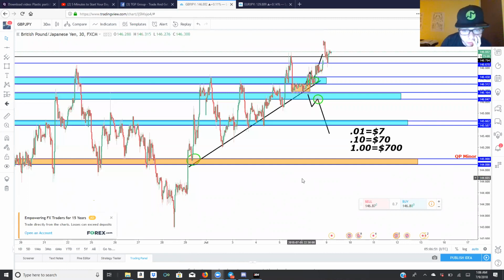Do quarter points work for all pairs? Can I get the link? Yes, you can get the link, and quarter points do work for all pairs.